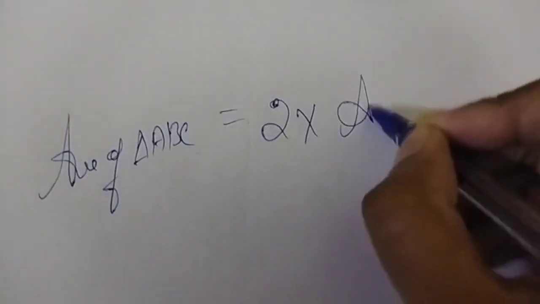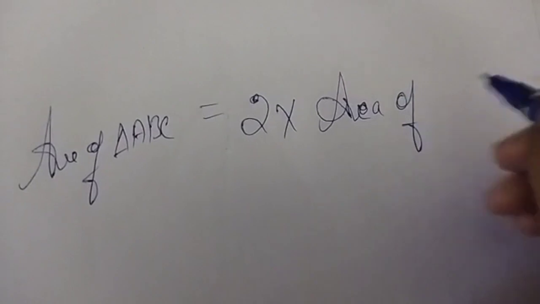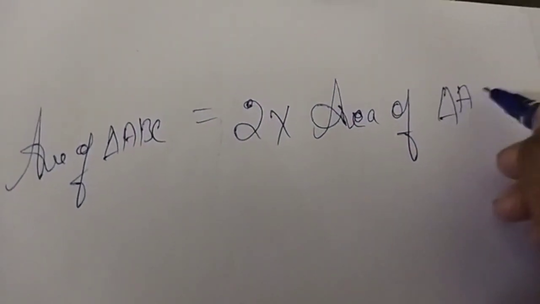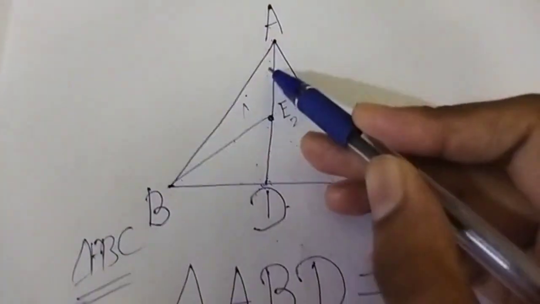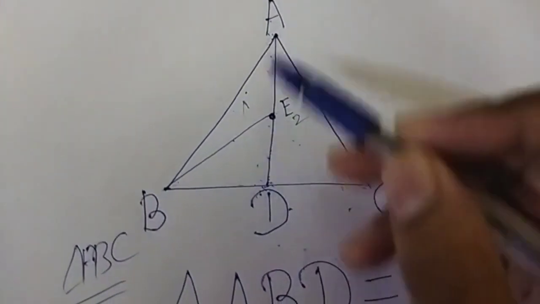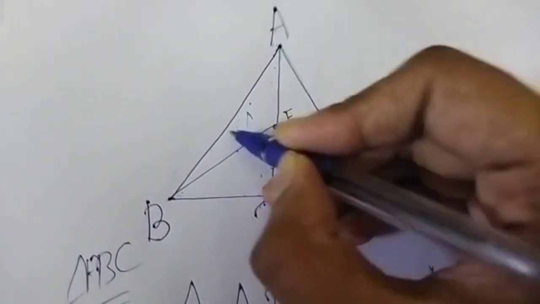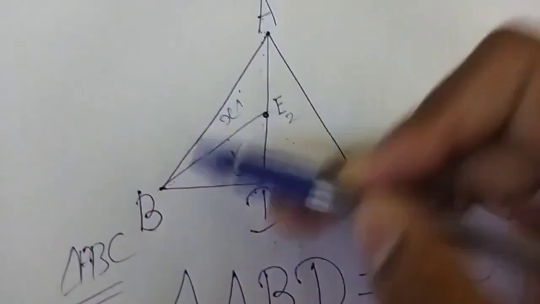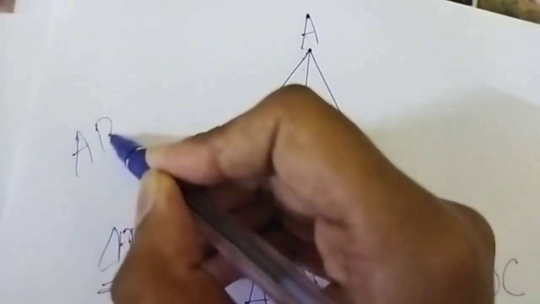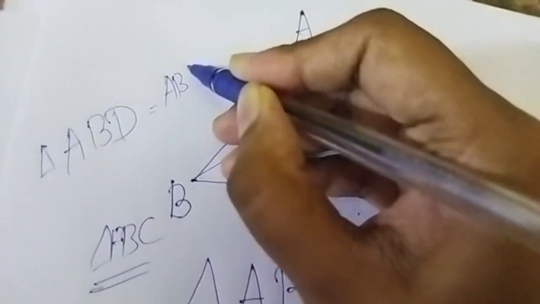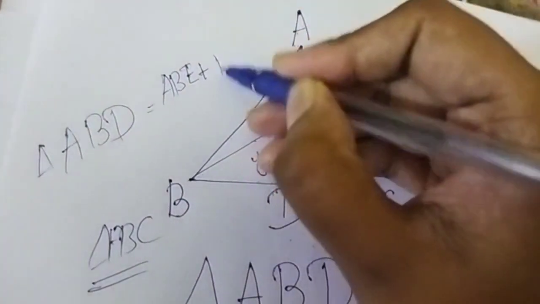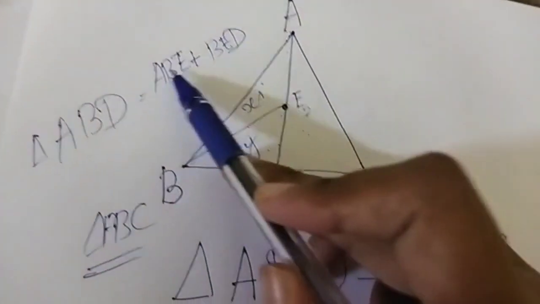So area of triangle ABC is equal to 2 into area of triangle ABD. And also, if you take triangle ABD, ABD is also composed of 2 triangles. Let me take X and Y. So area of ABD is equal to ABE plus BED.